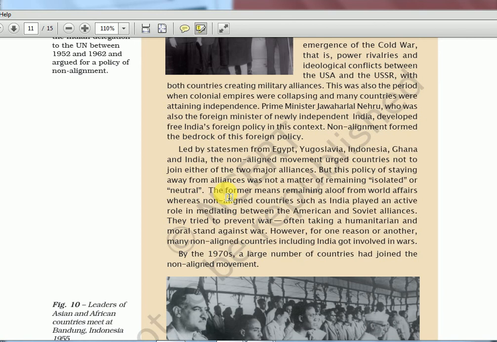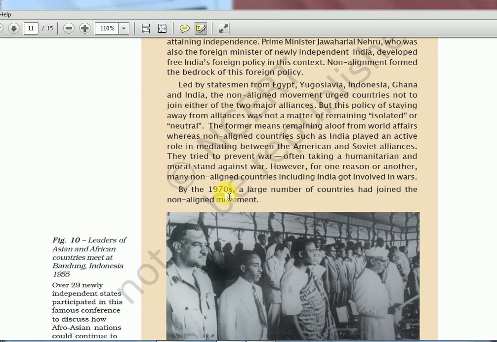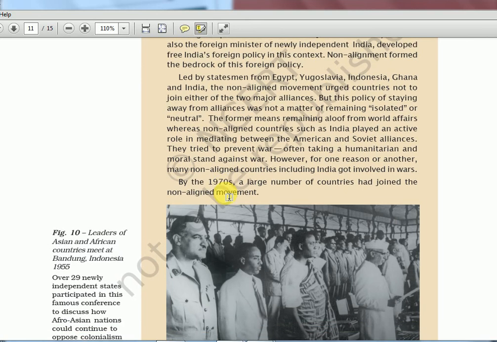Okay, then again the same thing. I told you India did not want to join either of the two bodies, the capitalist or the communist. So they formed this Non-Aligned Movement in collaboration with Egypt, Yugoslavia, Indonesia, and Ghana. So Nehru along with these five leaders. More pictures are there in the Spectrum series.